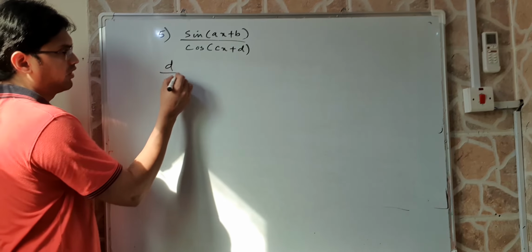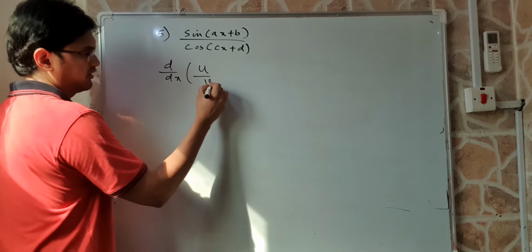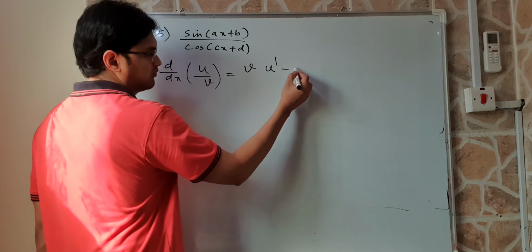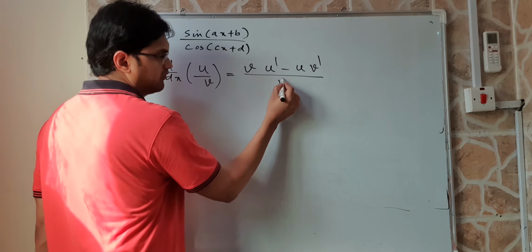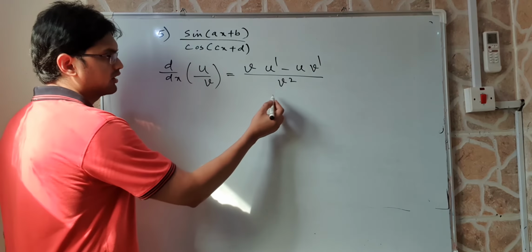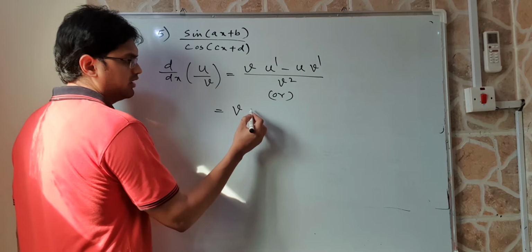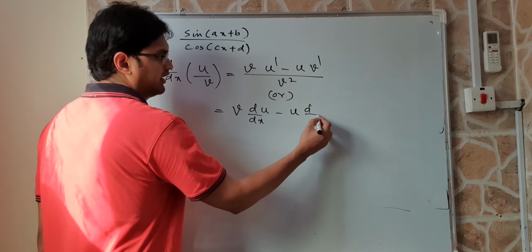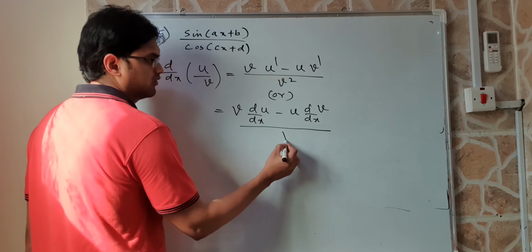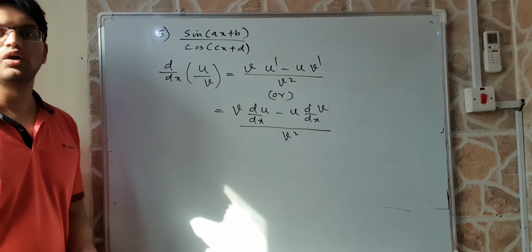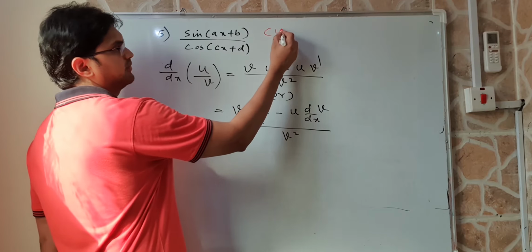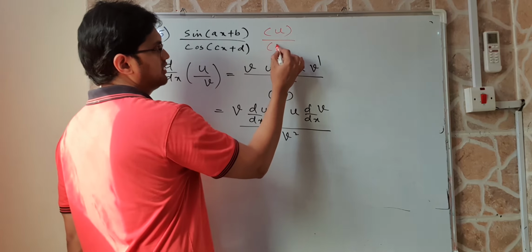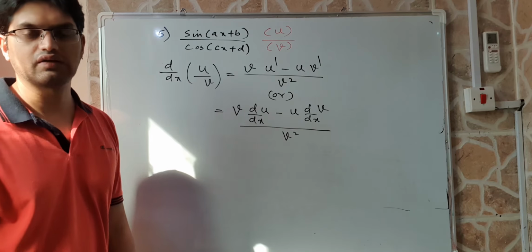The derivative of u by v, that is the quotient rule, is v u dash minus u v dash by v square, or what it is, v derivative of u minus u derivative of v by v square. So here we will be considering sine of ax plus b as our first function u and cos of cx plus d to be our second function v.